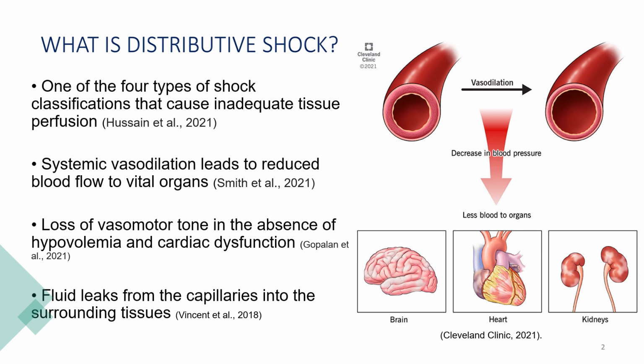So, what is distributive shock? Distributive shock, also known as vasodilatory shock, is one of the 4 classifications of shock that causes inadequate tissue perfusion. Other classifications include cardiogenic, obstructive, and hypovolemic shock. In distributive shock, systemic vasodilation leads to reduced blood flow to organs such as the heart, brain, and kidneys, causing damage to these vital organs. Inadequate tissue perfusion occurs due to the loss of vasomotor tone in the absence of hypovolemia and cardiac dysfunction.